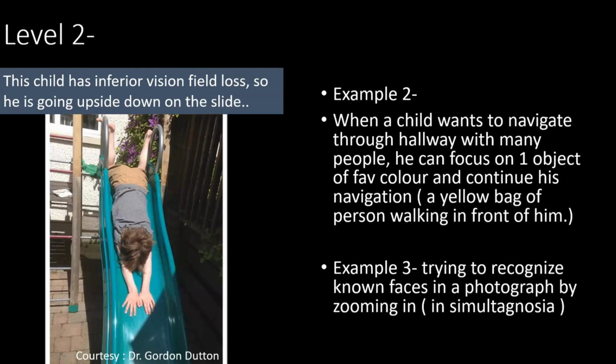Example 3, he tries to recognize known faces in photographs by zooming in. So now it is an era of digital media. If he sees the photographs in a camera or on a mobile phone, he would zoom in first, try to find the mother, where he finds, I know the mother, I know this face. He feels happy, and then maybe he tries to zoom in on the other people or other relatives.